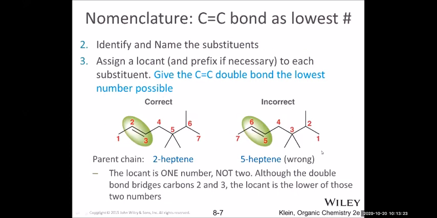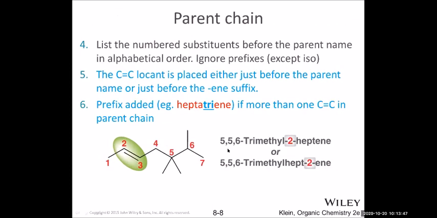The other part is that we give the double bond as low a number as possible. This rule is above everything. It is above any substituent rule in the alkane. We give the double bond the lowest locant number possible. Once you designate the parent chain, the naming is relatively easy, a little easier than alkane naming.